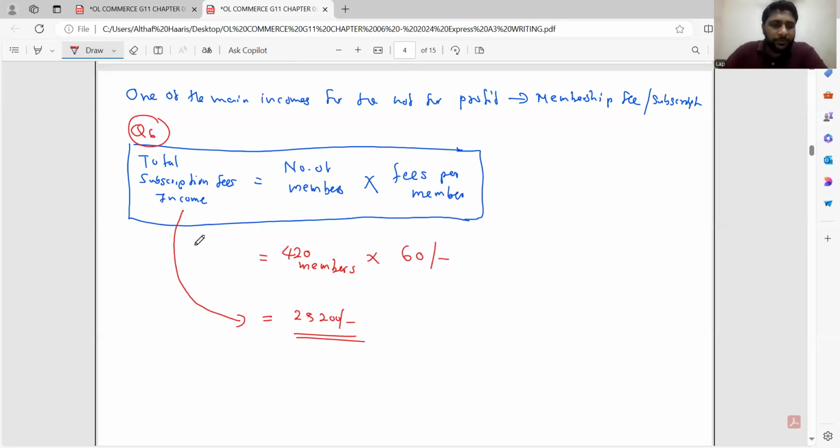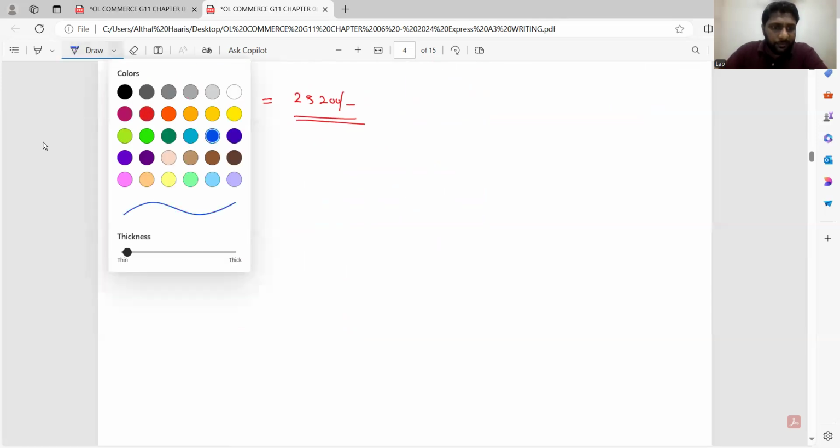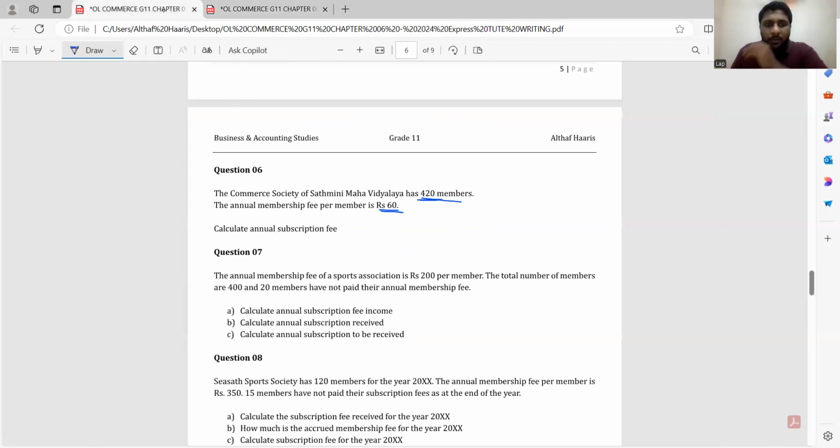Now let's move to the next one. Question 7. The annual membership fee of a sports association is 200. The total number of members is 400. 20 members have not paid their annual membership fee.